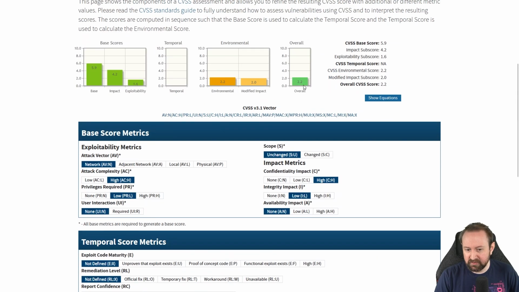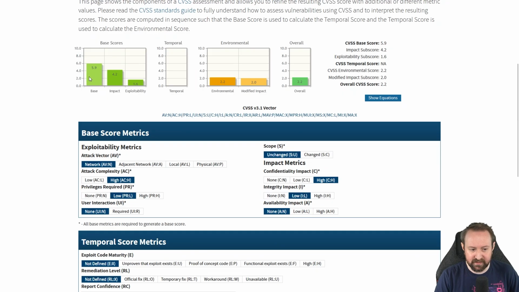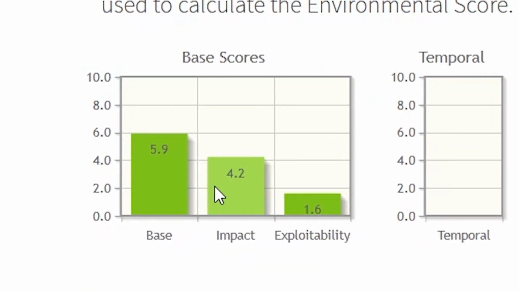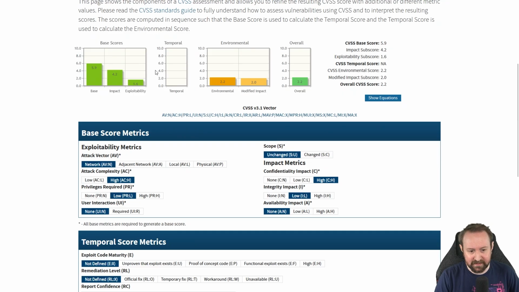And again, you can adjust them down, and we see now we've reduced this 5.9, right? Originally, this base metrics. You can see them over here. Base metrics 5.9, the impact 4.2, exploitability 1.6. We didn't get any temporal stuff, but yeah, that's how these metrics work.